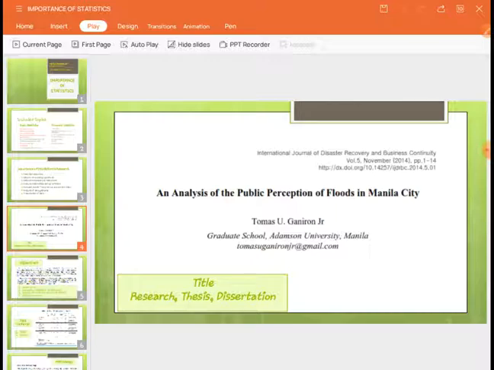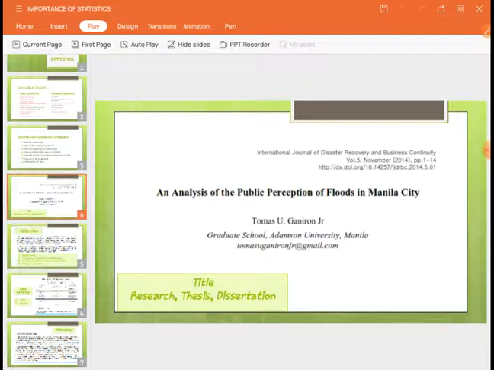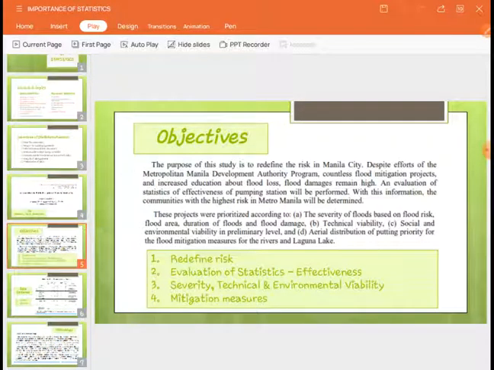So I have here an example of research. Okay, so ito, sample is an analysis of the public perception of floods in Manila City. Yan yung title ng research. And by the aid of statistics, we are able to come up with objectives. So nandyan yung objectives. First is to redefine the risk in Manila City. So pag sinabi nating redefine, nagde-describe tayo ng risk. Kasi alam naman na may risk na talaga dun sa study niya. Pero kailangan niyang i-redefine. So kailangan niyang i-describe or i-analyze yung risk na yun.